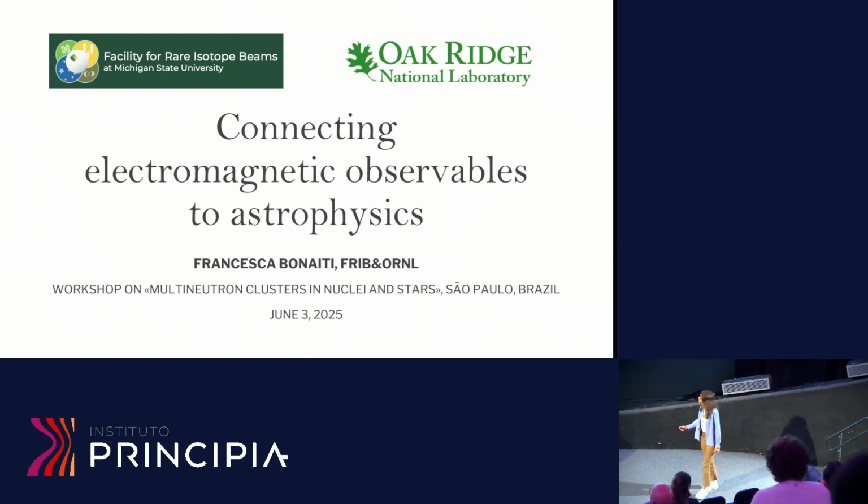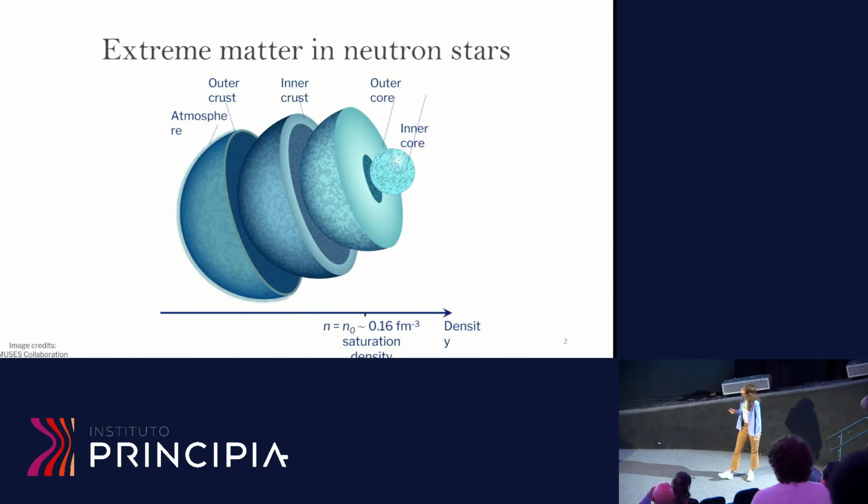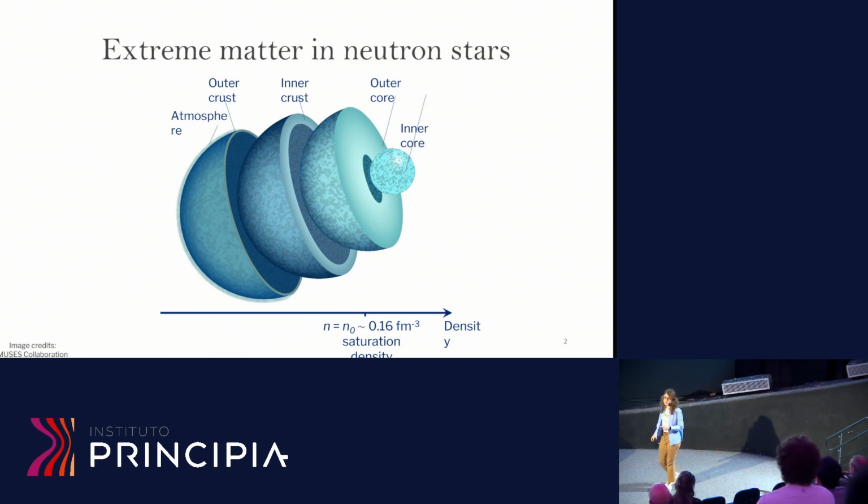In particular, I would like to start with the second part of the title of this workshop, Multineutron Clusters in Nuclei and Stars. And in particular, from the extreme conditions of matter inside neutron stars. When we go from the surface towards the inner core of a neutron star, we find different density regimes. And when we get to the outer core, the density inside neutron stars is very close to the nuclear saturation density, so the density that we have inside the nucleus.